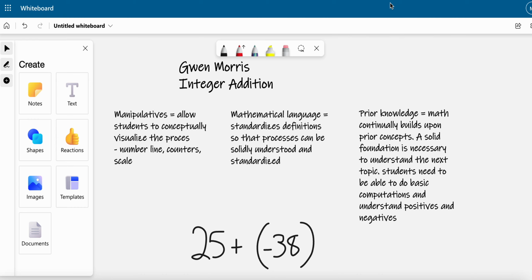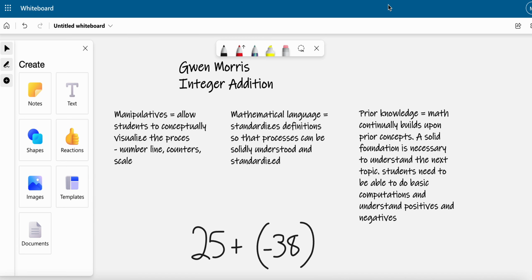As far as prior knowledge goes, math is like building a house on a foundation, so you really have to have that solid foundation of prior knowledge in order to get to the next topic. Students really need to be able to do basic computations quickly and also to understand the meanings of negatives and positives and how a number line works.